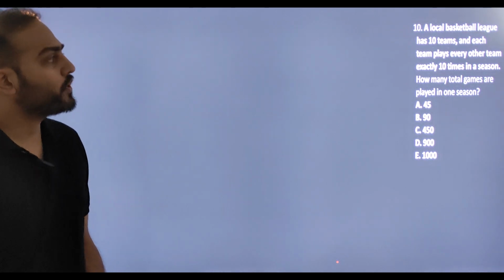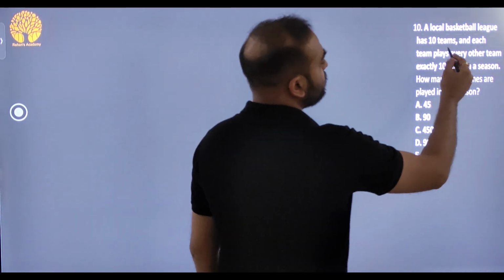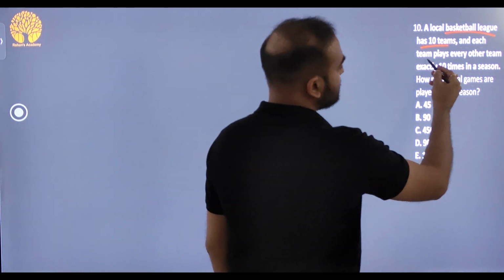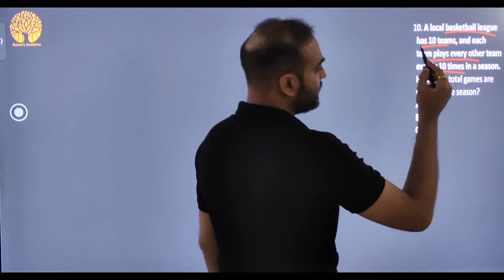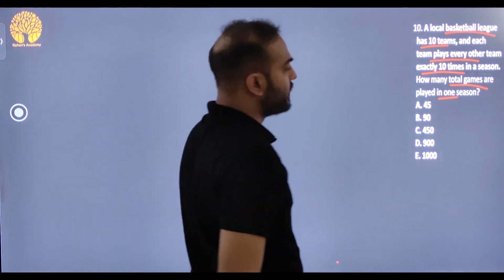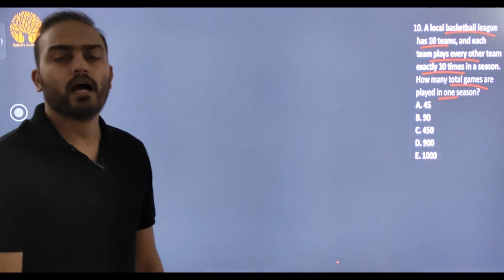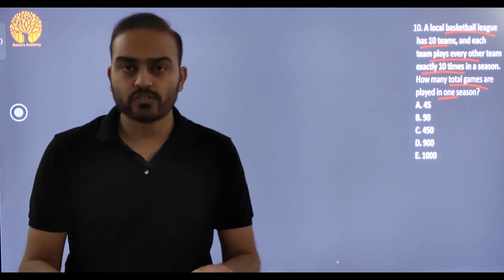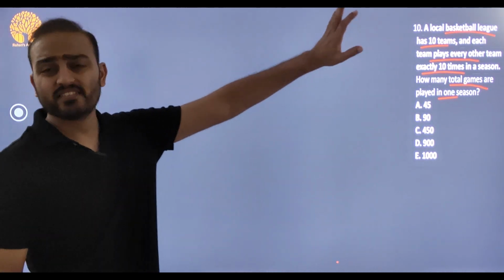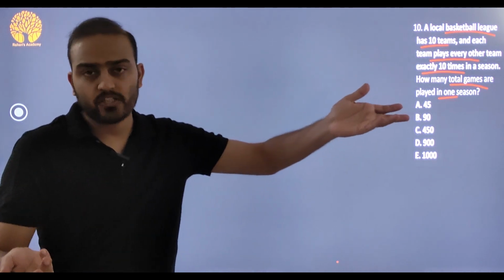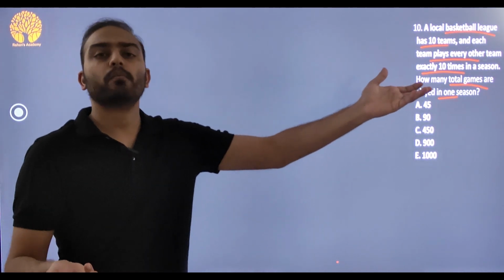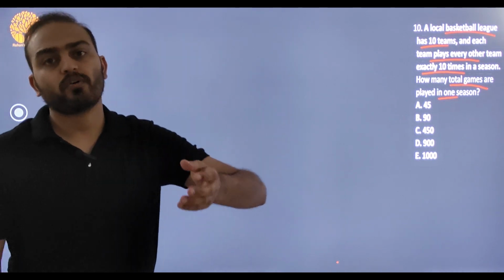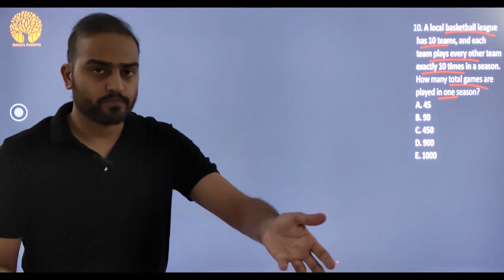Alright, moving to the next one. There are 10 teams in the basketball league. Each team plays the other team exactly 10 times. What are the total games played in one season? Again, team A plays B or B plays A, it's the same match, because the question doesn't say home and away, it just says they are playing each other. Repetition is not possible because A can't play against itself.